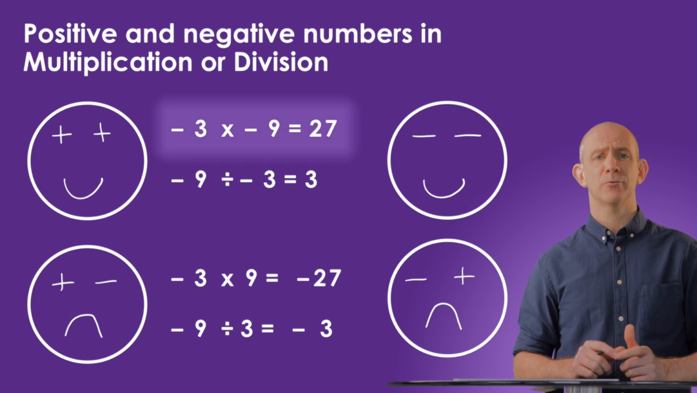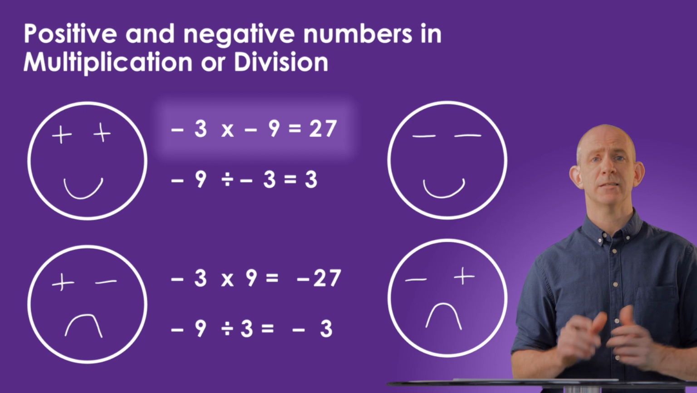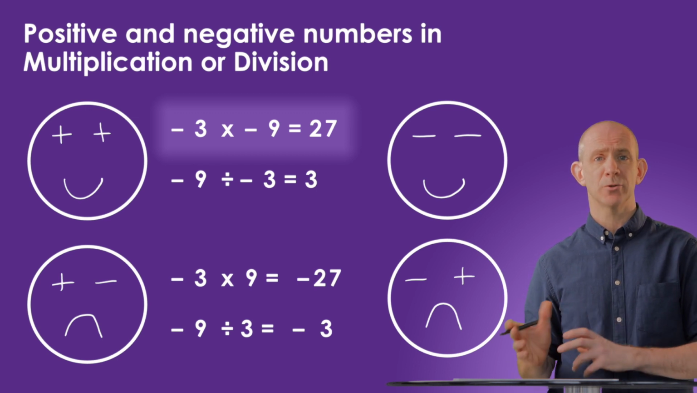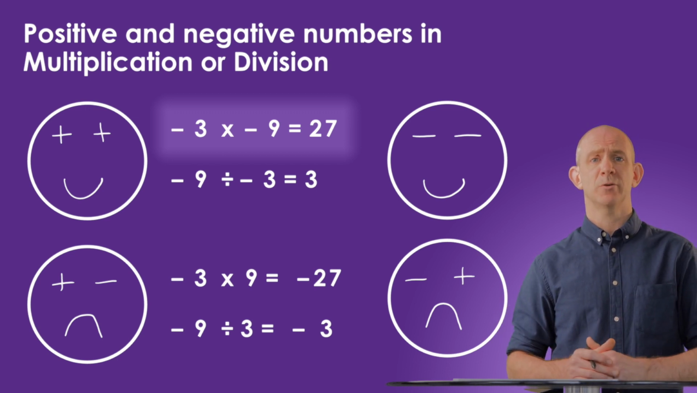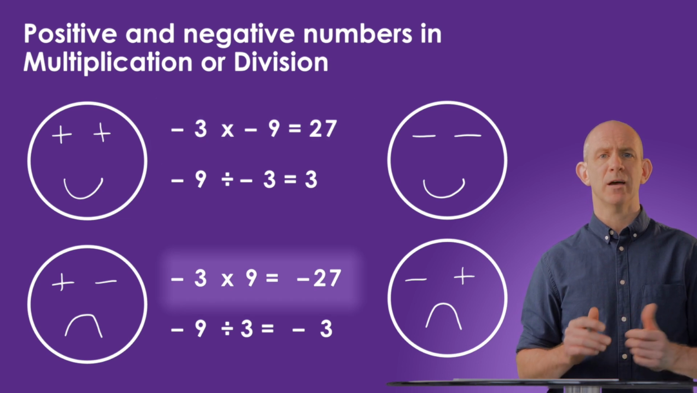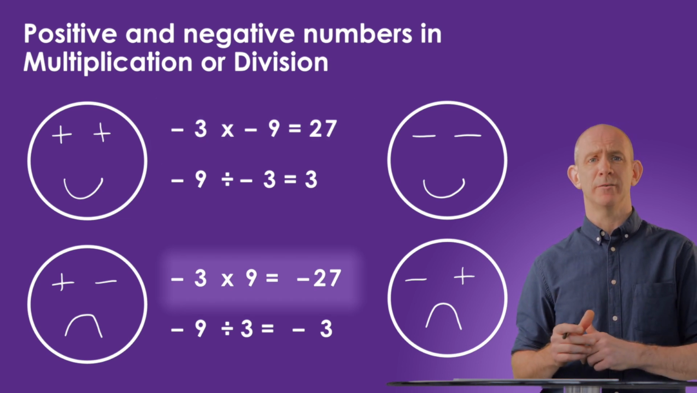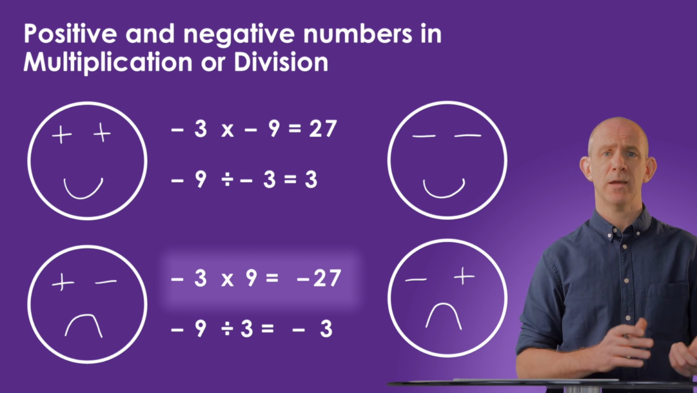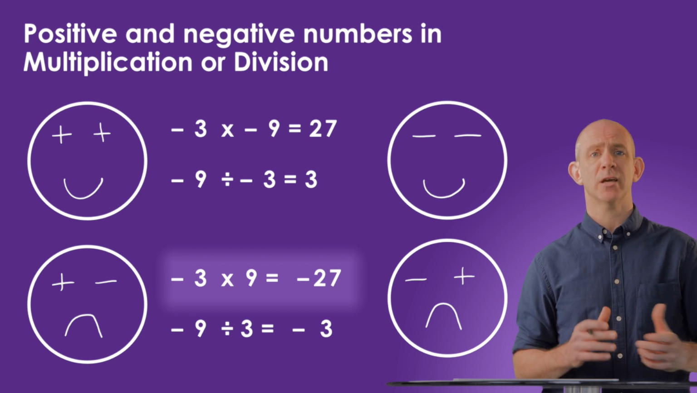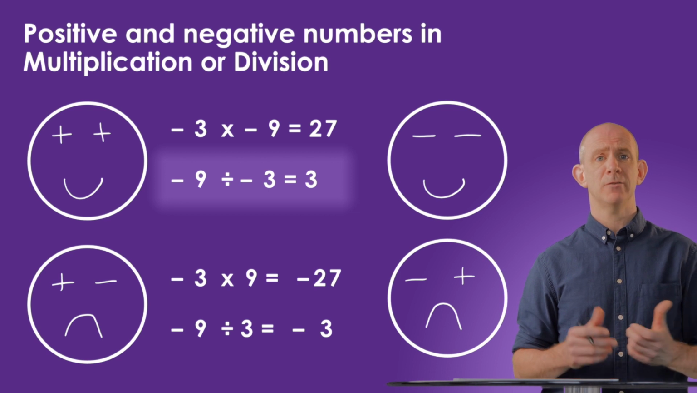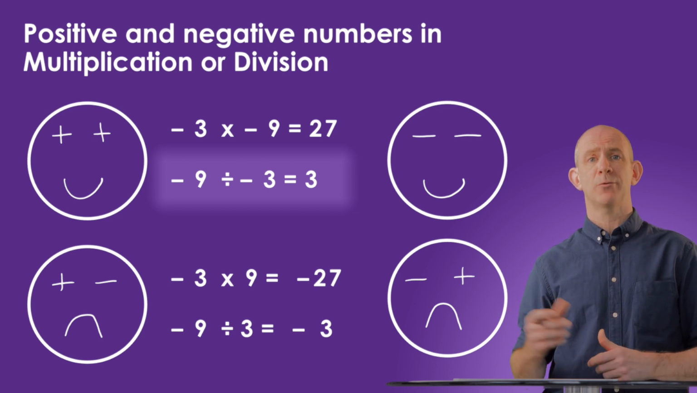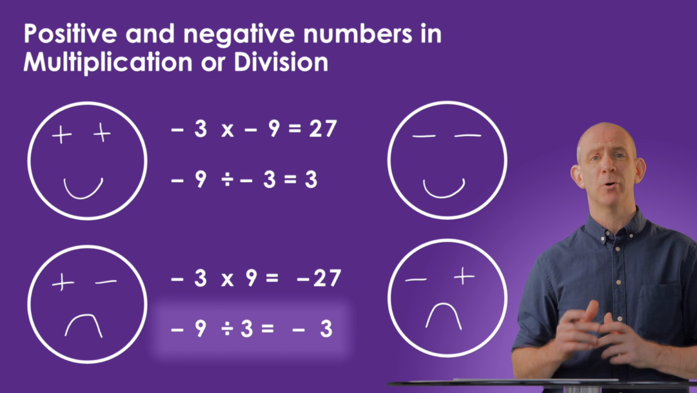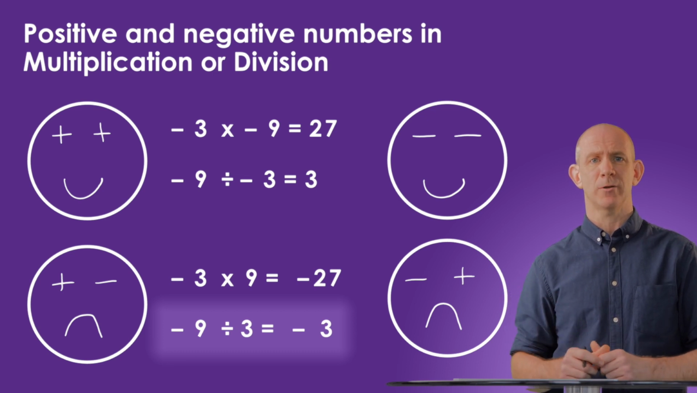Here we have negative 3 times negative 9. As a negative times a negative gives a positive answer, it's going to be positive 27. Here we have negative 3 times positive 9. As a negative times a positive gives a negative answer of negative 27. This is also the case when dividing. Negative 9 divided by negative 3 would give you a positive 3. Negative 9 divided by positive 3 is going to give you negative 3.